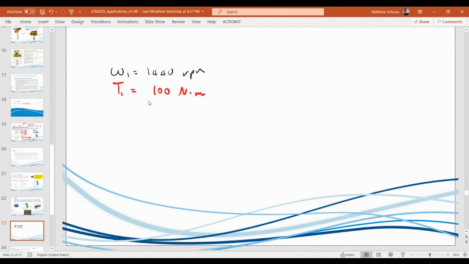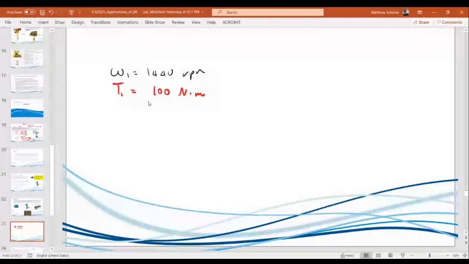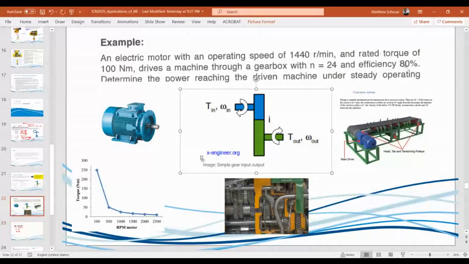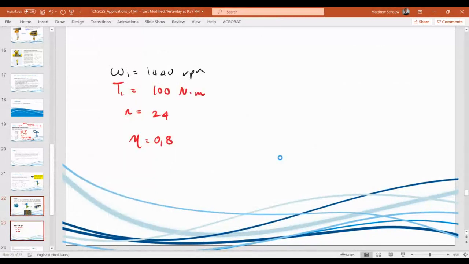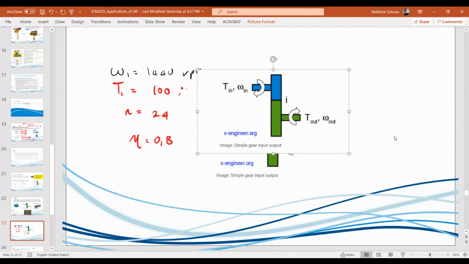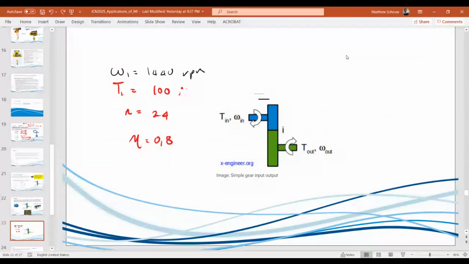And what's the other one again? And then we have our N, which is the ratio. And then we have efficiency of a drive, which is 80%, right? That's very important. So what I want is the power coming out. So let me just copy and paste that sketch. Yeah. So what we're looking for is the power on the other side, basically. Simple. Nothing big.